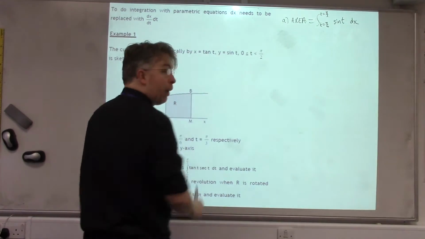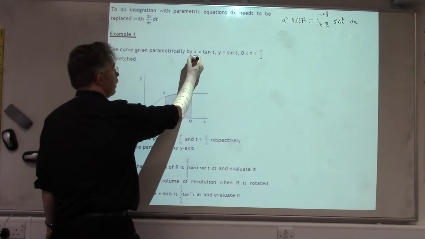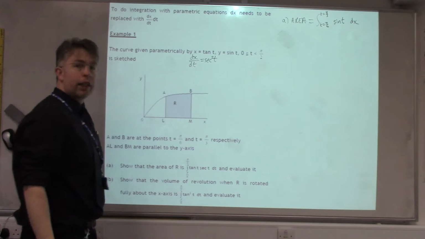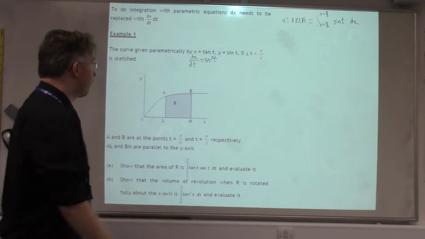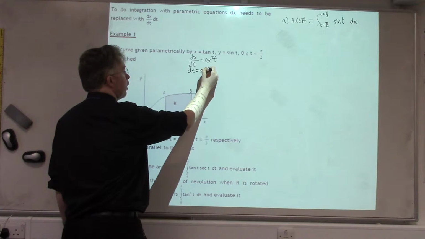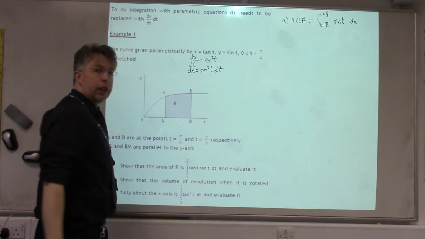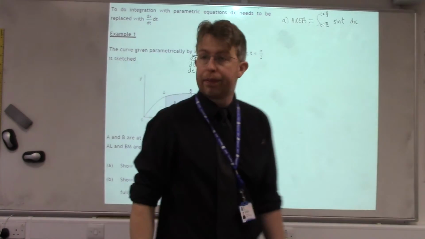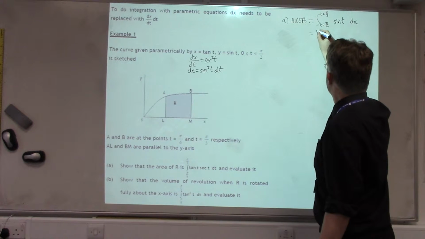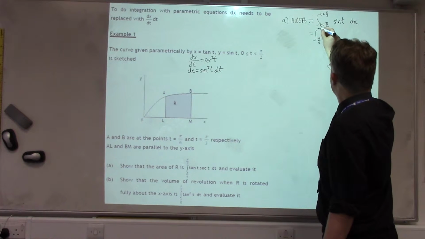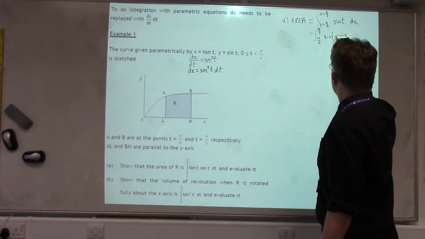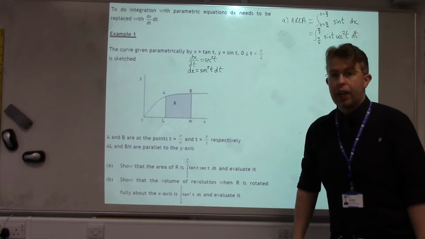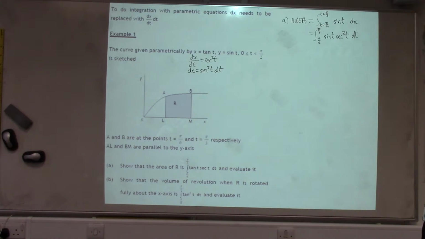Now here we need to replace the dx in terms of the t. So from the question we have x equals tan t, so we differentiate: dx by dt is sec squared t. So dx is sec squared t dt, so we can input that into our integral. So we get the integral of sine t times sec squared t dt.